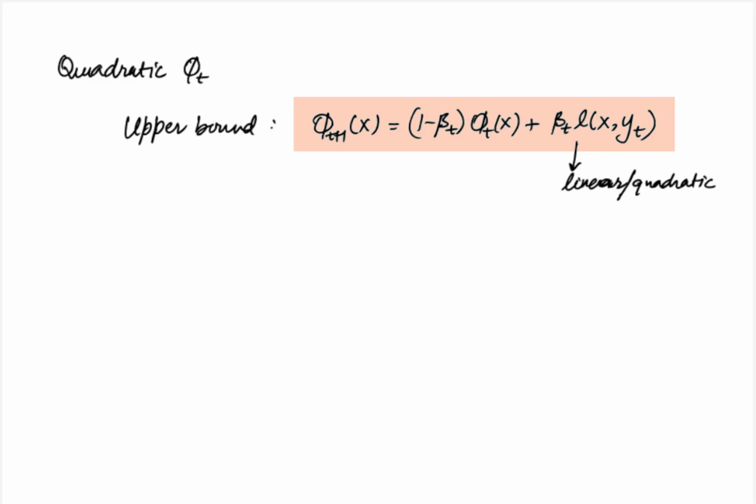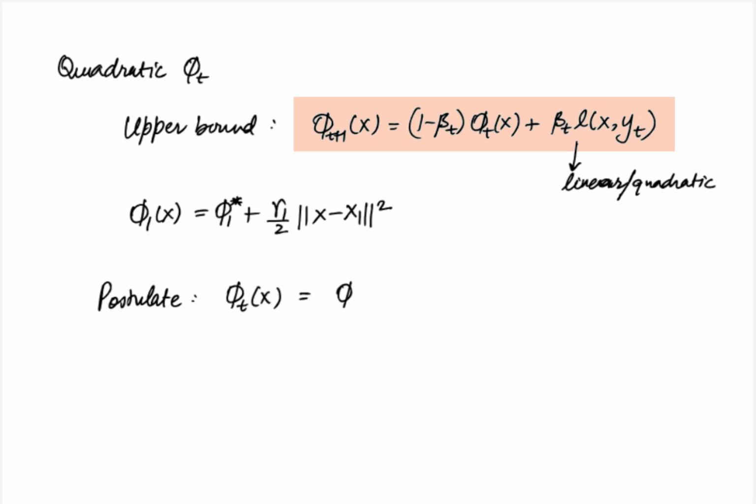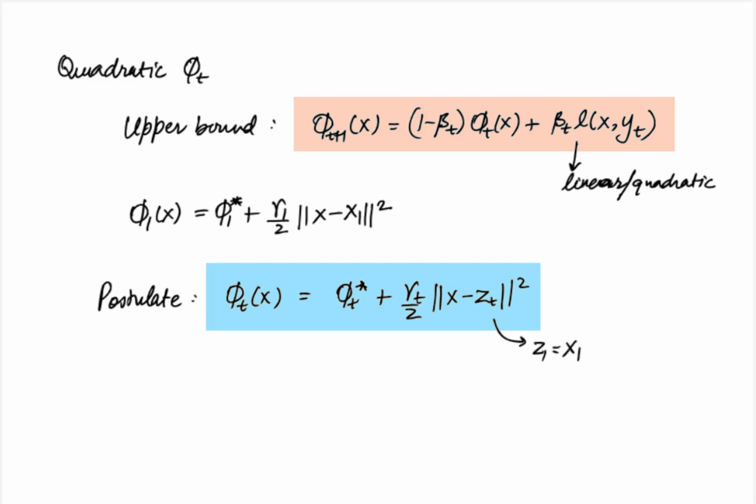So let us choose phi 1 of x as equal to phi 1 star, which is a constant, plus gamma 1 by 2 norm square of x minus x1. So here phi 1 star and gamma 1 are some parameters that will be specified later. The form of phi 1 allows us to postulate that phi t will be of the form phi t of x equal to phi t star plus gamma t by 2 norm square of x minus zt for some zt such that z1 is equal to x1. So let us see if this is possible.